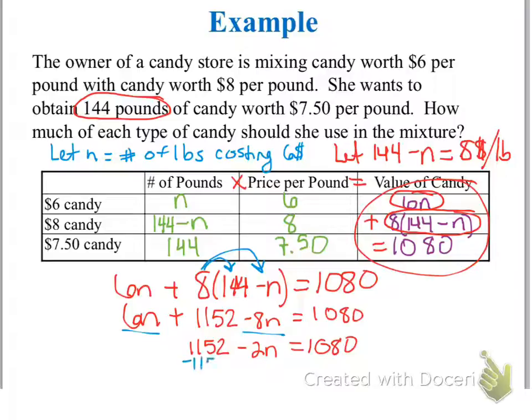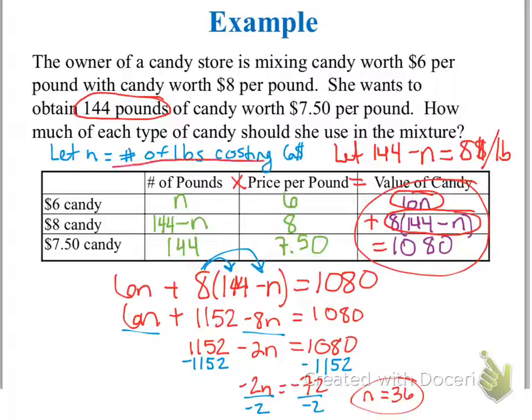Opposite operation. Gives me negative 2n equals 1080 minus 1152. Gives me negative 72. Divide both sides by a negative 2. And so n is 36, I believe. Let me double check my math. Yep, 36. What was n again? n was the number of pounds costing $6.